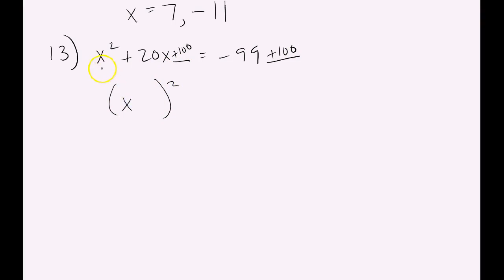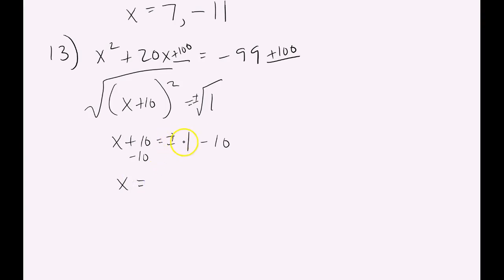That factors into x plus 10. Yep. And on this side, that's a 1. Square root both sides. Don't forget your plus or minus over here. This becomes x plus 10 equals plus or minus 1. When I subtract the 10 from both sides, I'm going to get a positive 1 minus a 10, and I'm going to get a negative 1 minus a 10, and those are my two answers.